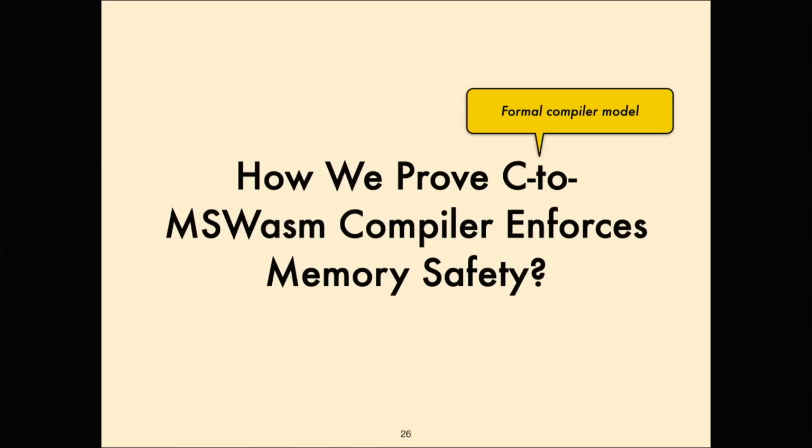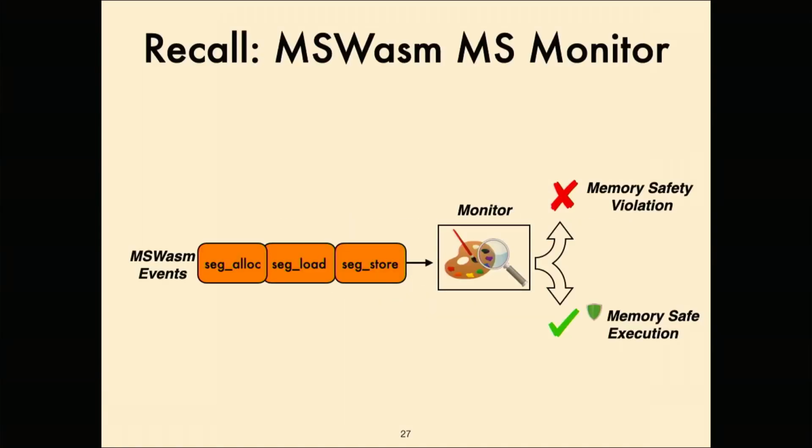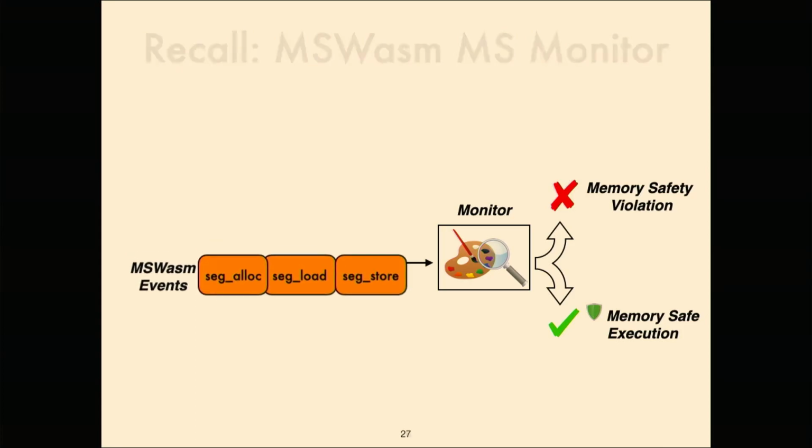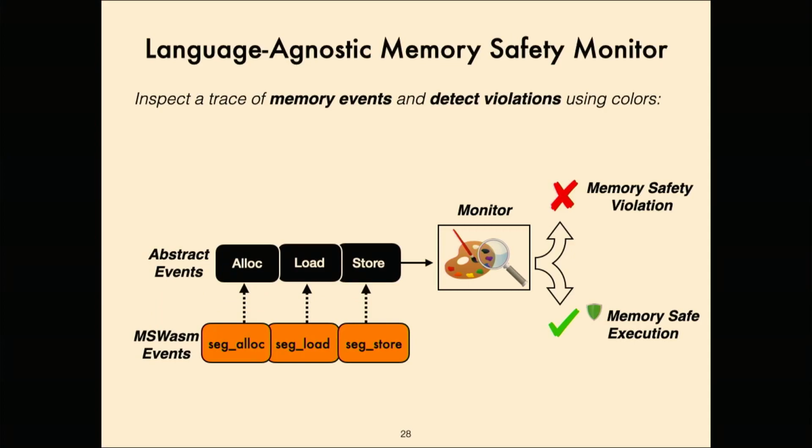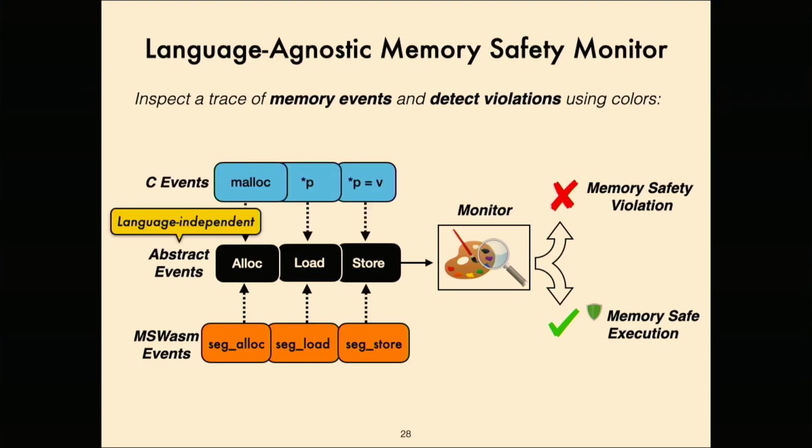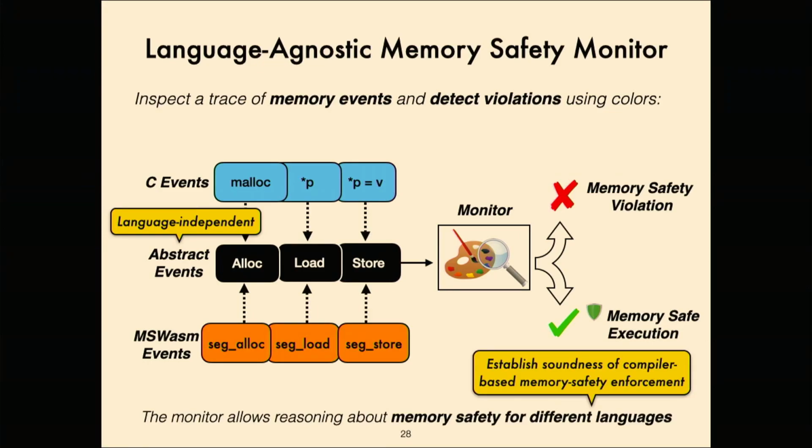But how do we prove our formal C-to-MSWasm compiler enforces memory safety? Recall our monitor, which we have used to define memory safety for MS-Wasm programs. We now generalize it and make it language independent by lifting the memory events to abstract events. Then we lift an MS-Wasm program trace to this abstract trace and feed it to the monitor. If it gets stuck, there is a violation, otherwise it's safe. And the cool thing is, we can use the same infrastructure to reason about the memory safety of a C program by mapping the relevant memory-based events to these abstract events. This is our proof setup, and this is key for our proof in that it gives us a cross-language equivalence relation, which is necessary to establish the soundness of a compiler-based memory safety enforcement.